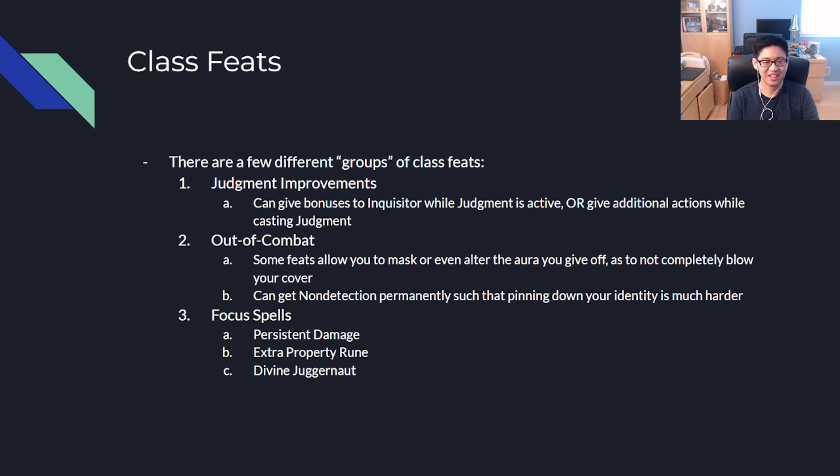Sorry, English is hard. A very weak aura at level 1, and then at level 6, 11, and 16, they grow in strength. With a simple first level feat, Mask Aura, the Inquisitor's aura is hidden, and the only way you can detect it is with some sort of divination.